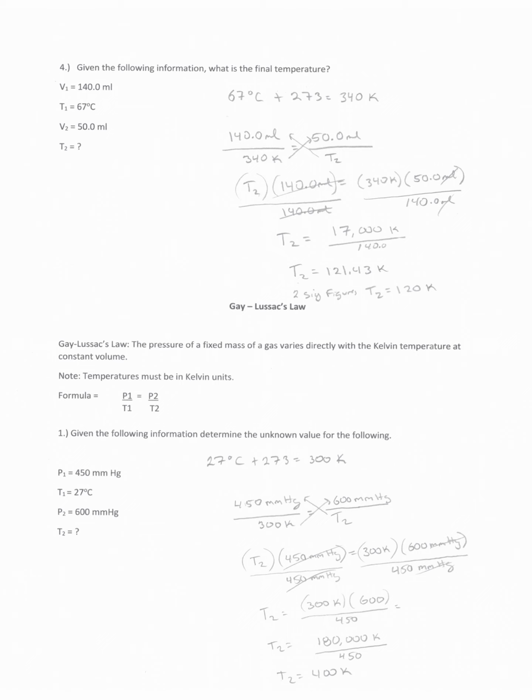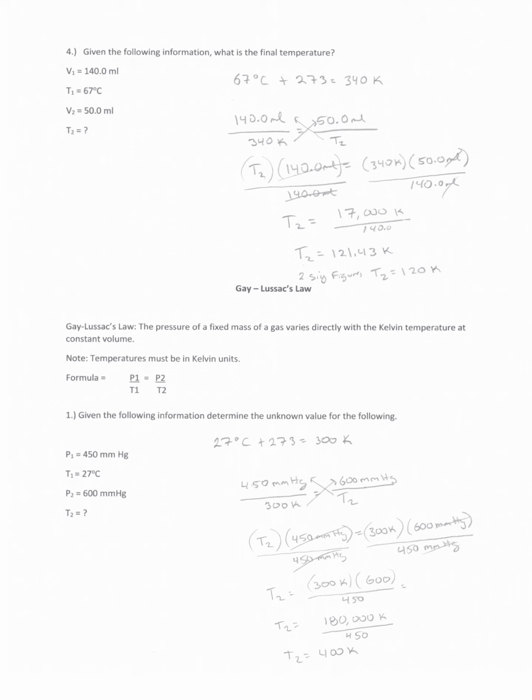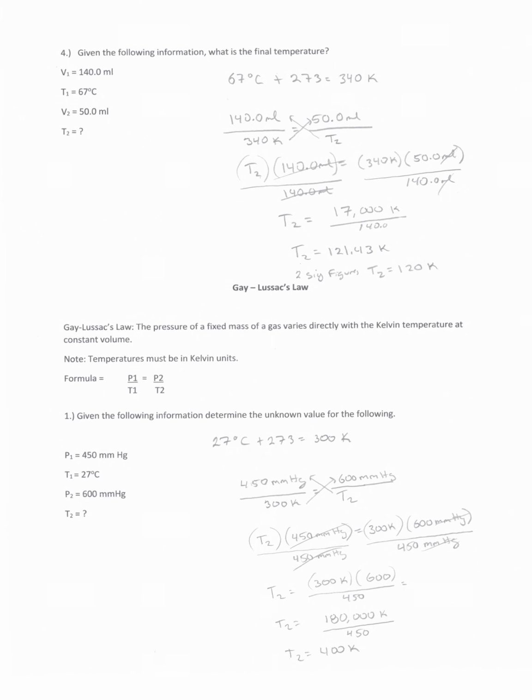And then we move on to Gay-Lussac's law. It states that pressure of a fixed mass of a gas varies directly with the Kelvin temperature at constant volume. So the volume is not changing, but we're changing the pressure and the temperature. Generally speaking, if you increase the temperature, you're going to increase the pressure. If you decrease the temperature, you're going to decrease the pressure.